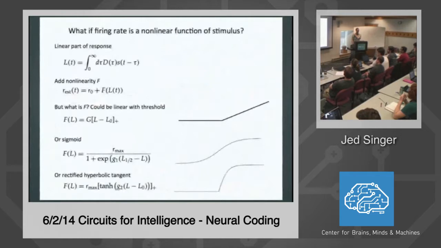Now, earlier somebody asked about, well, what if the firing rate is a nonlinear function of the stimulus? So you can still estimate the kernel as before, and then this convolution of the kernel with the stimulus gives you what we'll call L of t, the linear part of the response. And you can then simply add some nonlinearity by taking some function f of that linear part and adding that to the baseline firing rate.